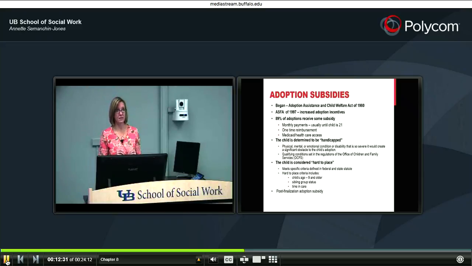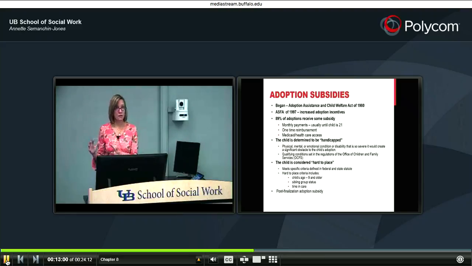What qualifies a child for an adoption subsidy? This is the language that's used. A child is determined to be handicapped, and I've listed here, this would include physical, mental, or emotional conditions that are so severe they would create a significant obstacle to adoption. You can see the list, and there's a link online, a list of qualifying conditions in New York, for example, that OCFS sets.